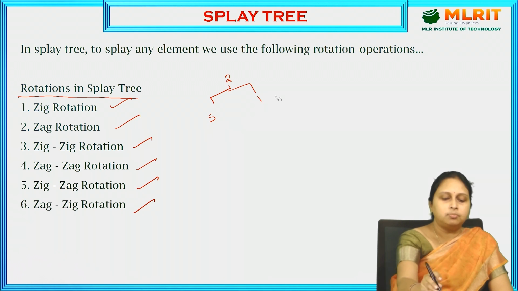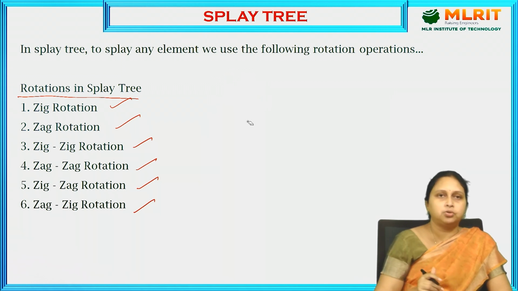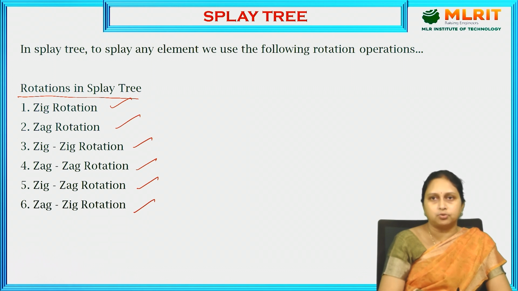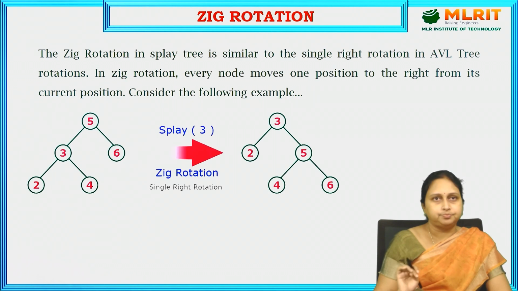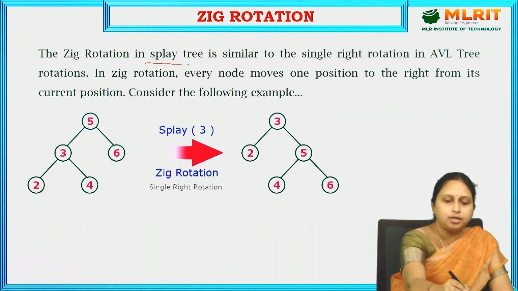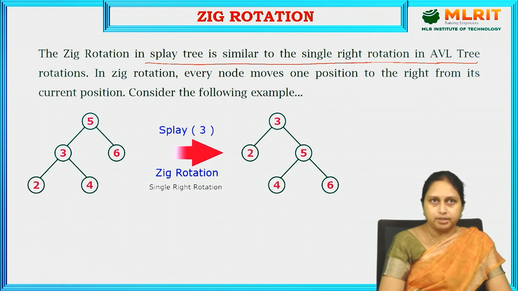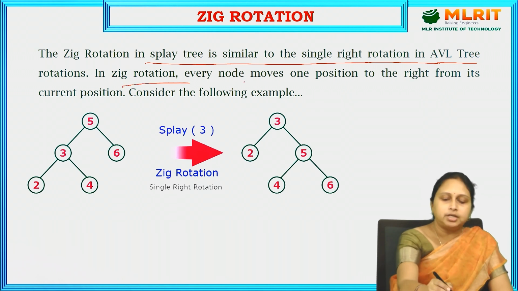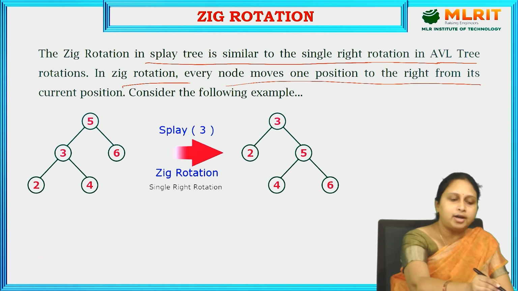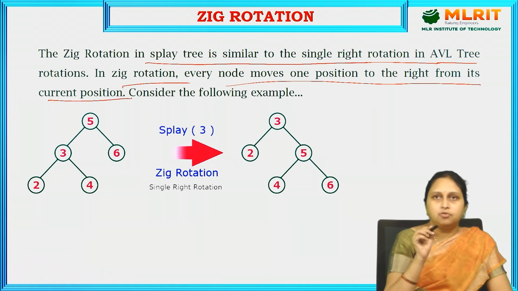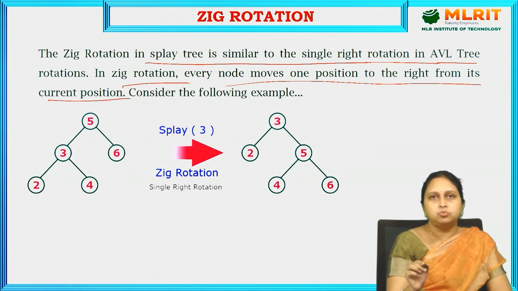Now coming to see what is zig rotation, first you need to understand what is zig and zag rotation, so that the remaining will be related to that: zig zig, zag zag, zig zag, zag zig rotations. Now first we'll see about the zig rotation. Zig rotation in a splay tree is similar to the single right rotation in AVL tree. Zig means right rotation, right? In zig rotation, every node moves one position right from its current position, right?